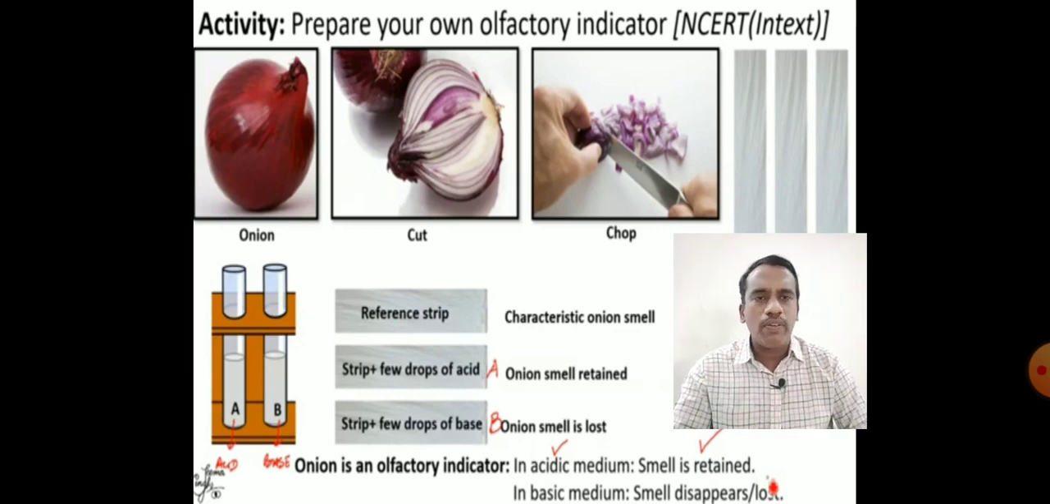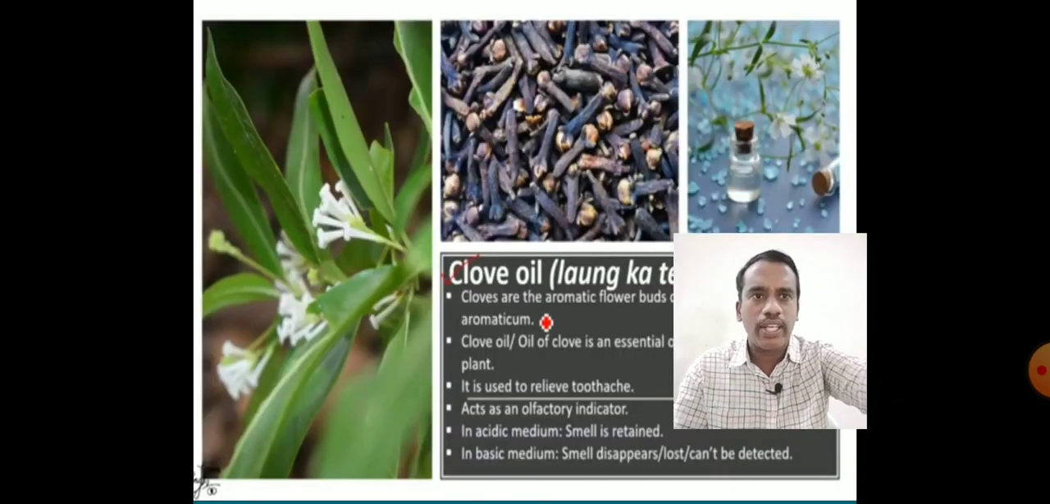The same observations will be continued for the remaining activities also. We will be giving the final conclusion later. So before we continue, let us conclude. Acids will retain the smell of the onion, but the bases will not give the smell of the onion, or the smell disappears. Let us take the second one that we had got here.